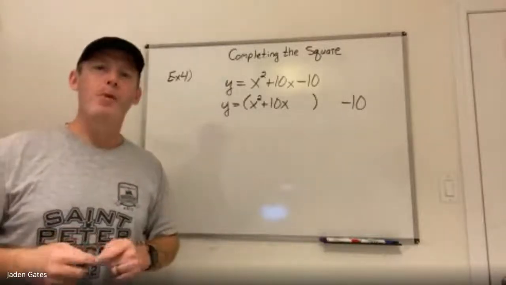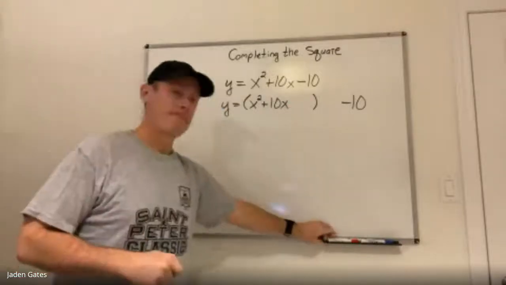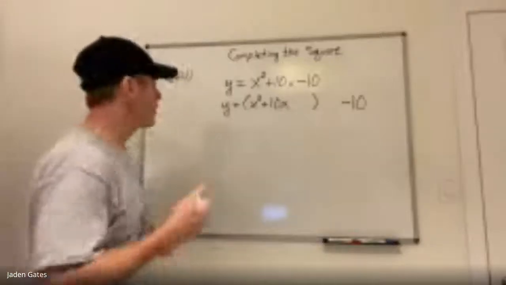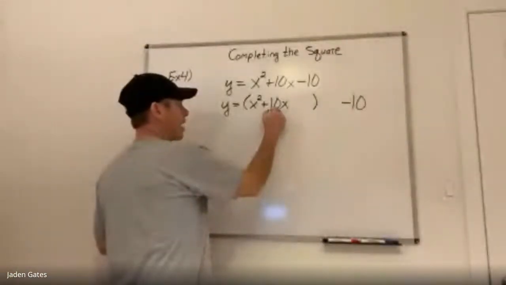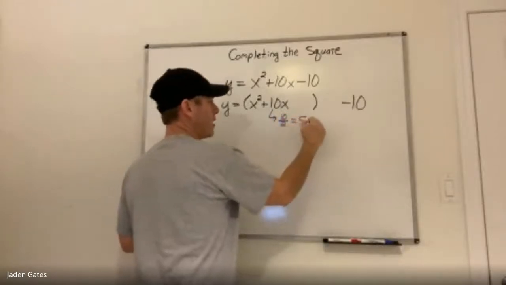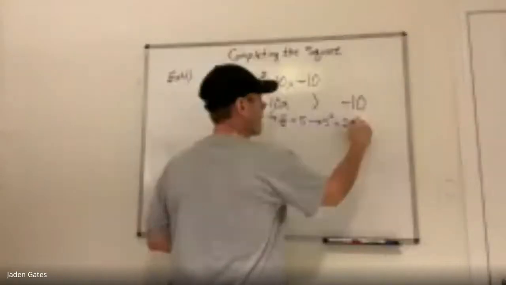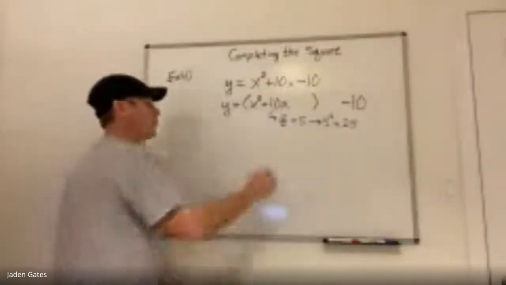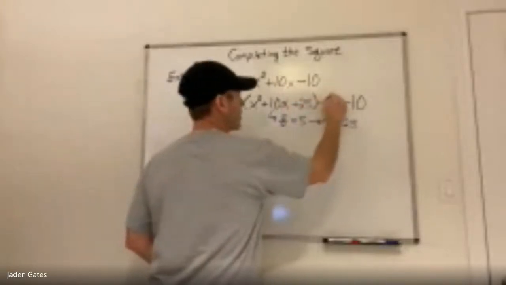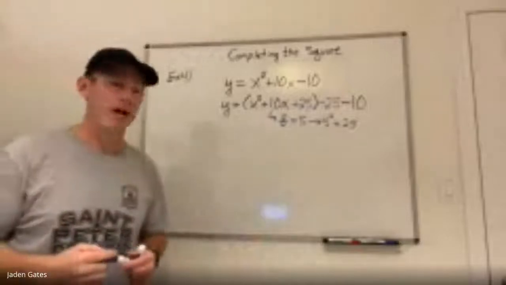So can anybody tell me what the magic number is, the number I need to put right here? 25. 25, let's see. So you took half of 10, which is 5, and then after that, you square it. And guess what? Yeah, you're right. You do get 25. And so I'm going to put a positive 25 right here. And again, I got to balance it out. So then I put a minus 25 on the other side of that round bracket.